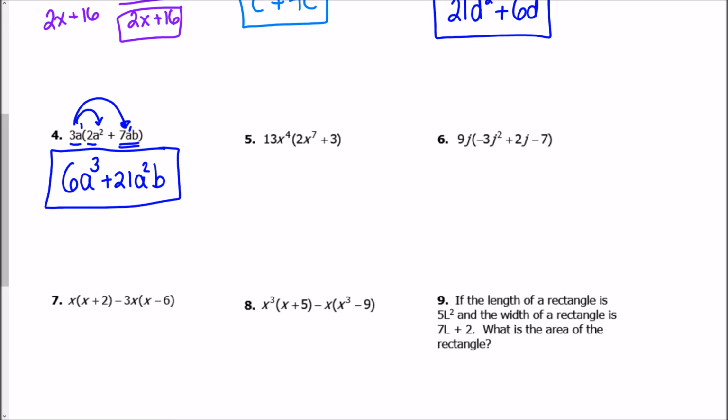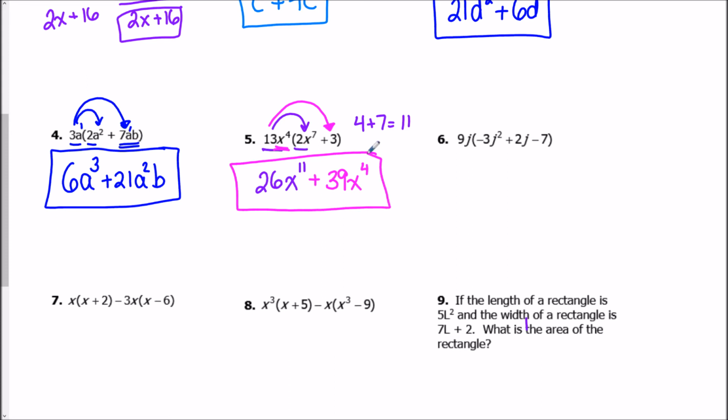The next one that we have here is 13x to the power of 4 times 2x to the power of 7. So 13 times 2 is going to give me 26. And then when I multiply, I add my exponents, so 4 plus 7 is 11. Okay. Then when I distribute this 13 to this 3 right here, 13 times 3 is 39. And then this x to the power of 4 just tags along and goes for the ride. So this is my answer for question number 5.